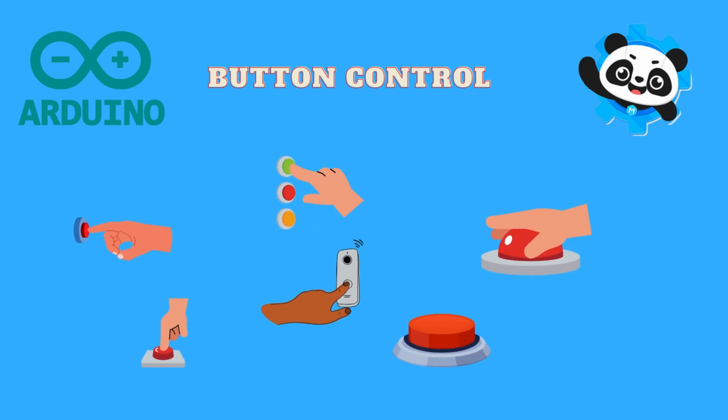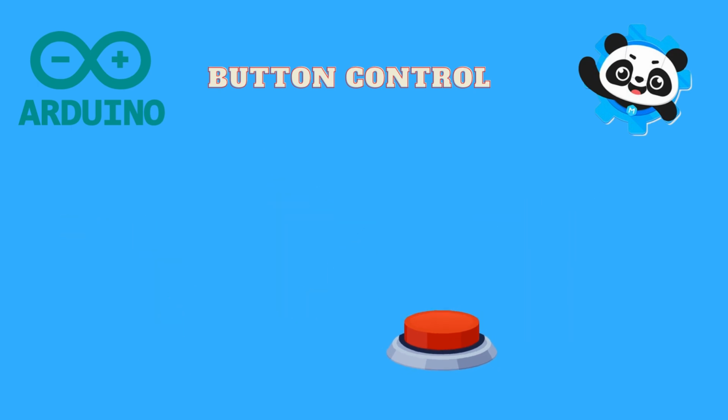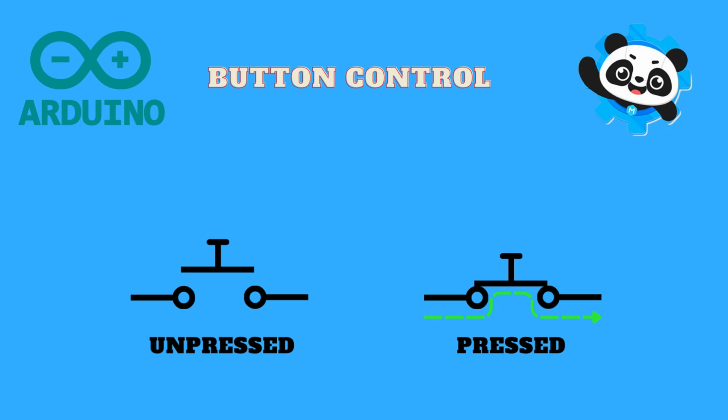Buttons are devices that control the flow of electric current by opening and closing the circuit. When you press the button, the mechanism inside short-circuits the two sides of the contacts, allowing the current to flow. When you don't press the button, the spring mechanism inside returns to its previous position.